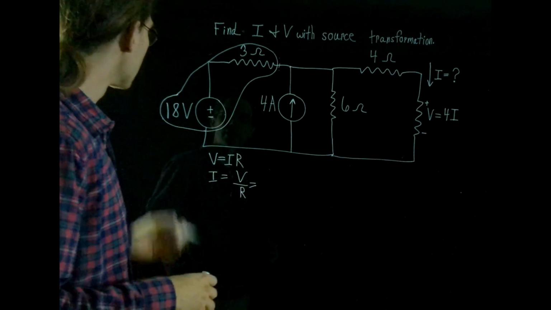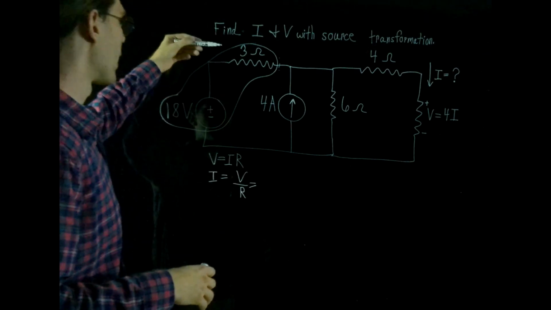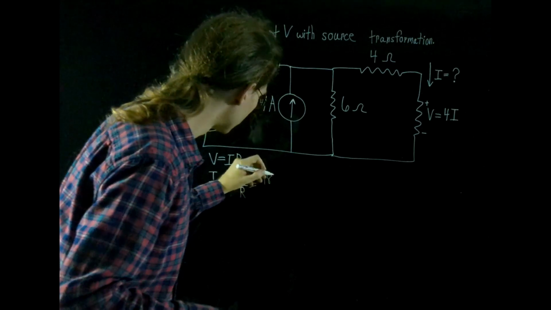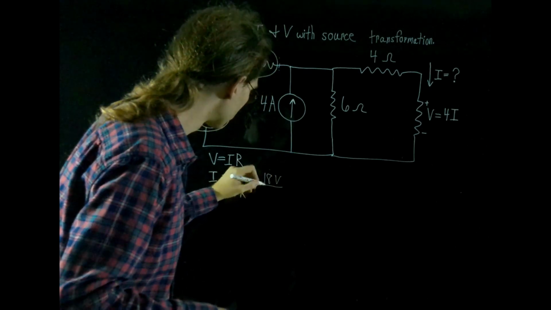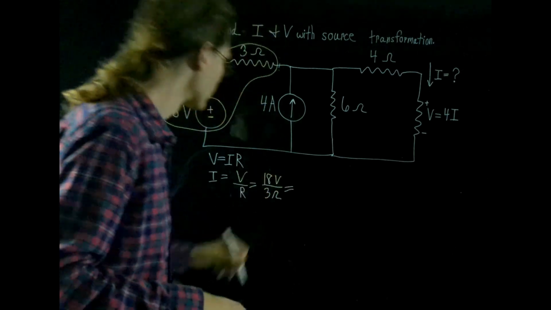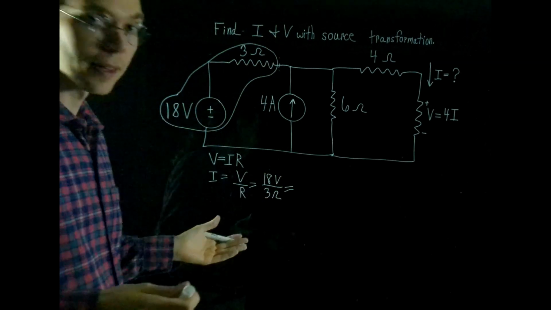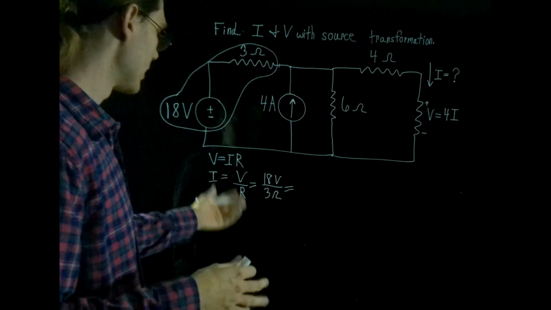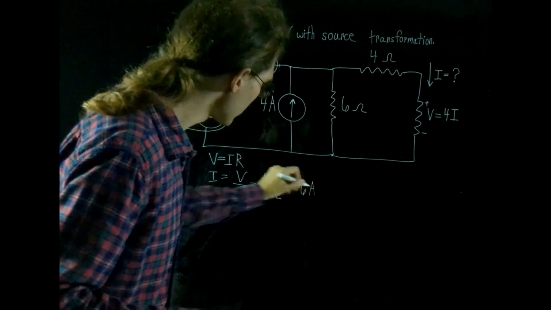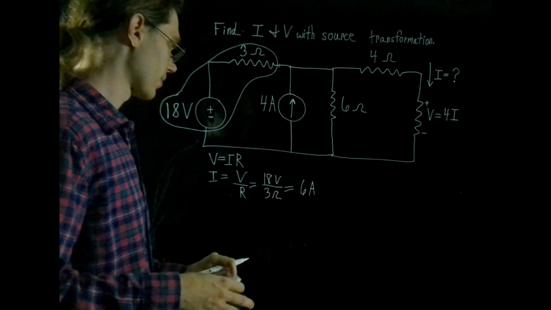which in this case is 18 volts divided by 3 ohms. Assuming you remember basic math, 18 divided by 3 is 6. And the associated units in this case are amperes.